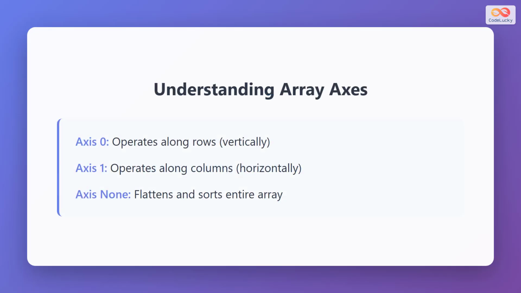Before diving into sorting, let's understand what axes mean in NumPy. Axis 0 operates along rows, moving vertically through the array. Axis 1 operates along columns, moving horizontally. When you set axis to None, NumPy flattens the entire array into a one-dimensional structure and then sorts all elements together.